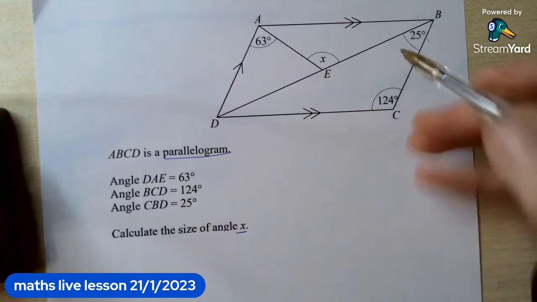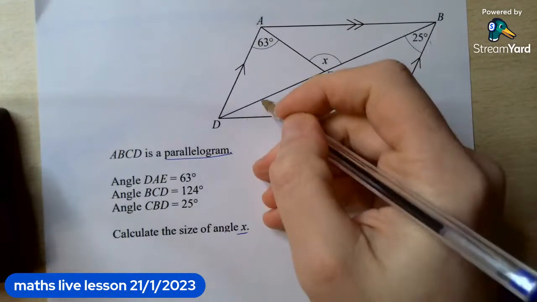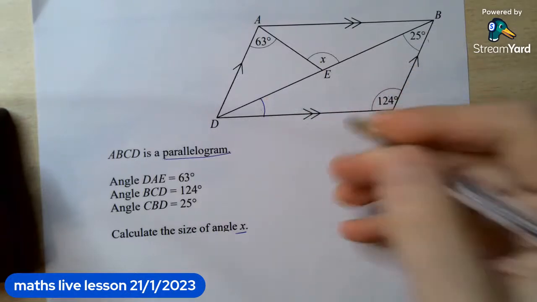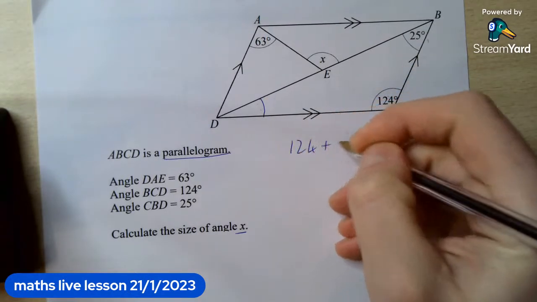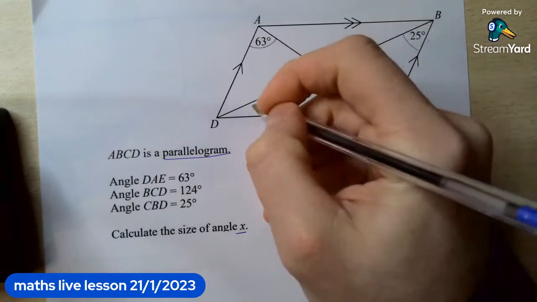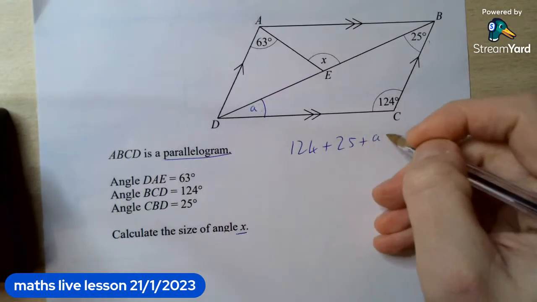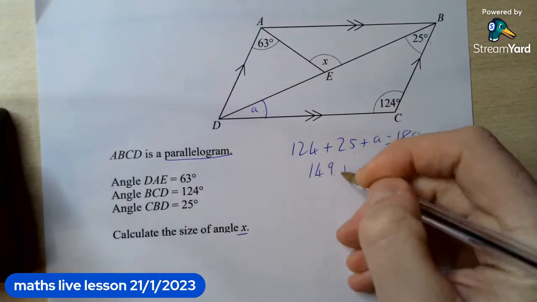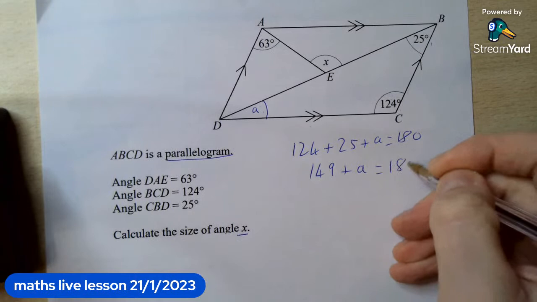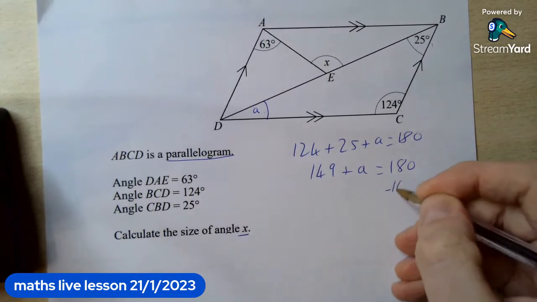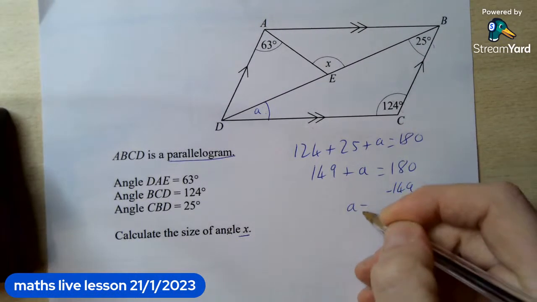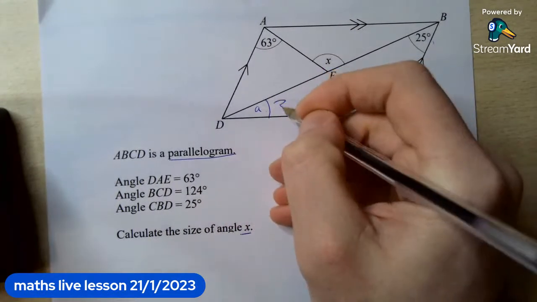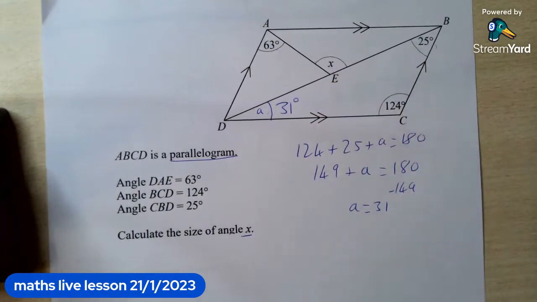So, little things here. We can do angles of a triangle. So we can work out that one, because these three will all make 180 degrees. So you've got 124 plus 25, I'll just call that angle A for now, plus A equals 180. So add those together, 149 plus A equals 180. Then take that away from 180, so A equals 31. So we know that is now 31 degrees.